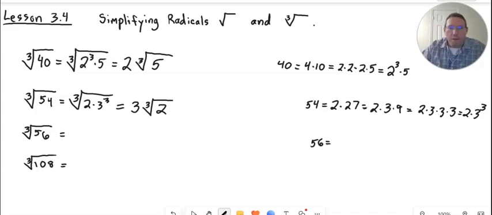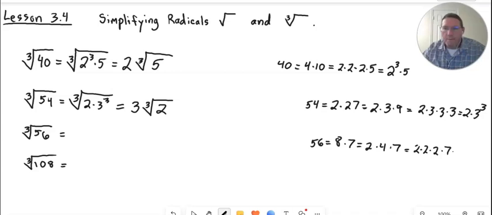Well, I know 56 is the same thing as 8 times 7. Okay? And we know 8 is the same thing as 2 times 4. So we have 2 times 4 times 7. And we know that 4 is the same thing as 2 times 2. So we have 2 times 2 times 2 times 7, which is 2 cubed times 7. Notice we're looking for a cube. Okay, we're looking for a cube because of the third power.